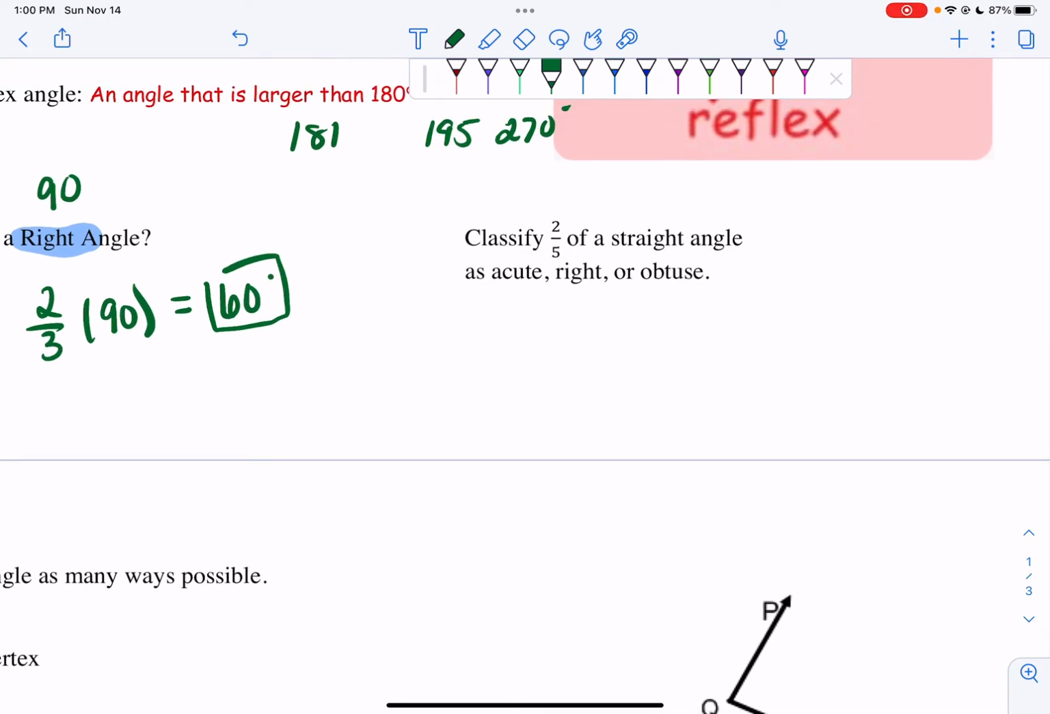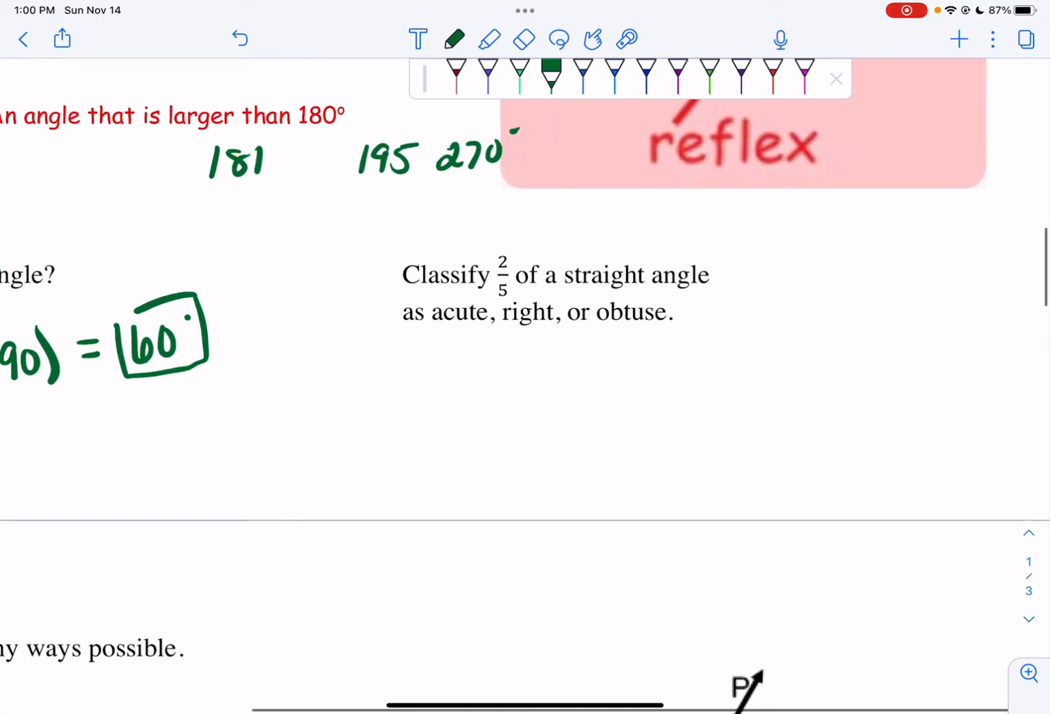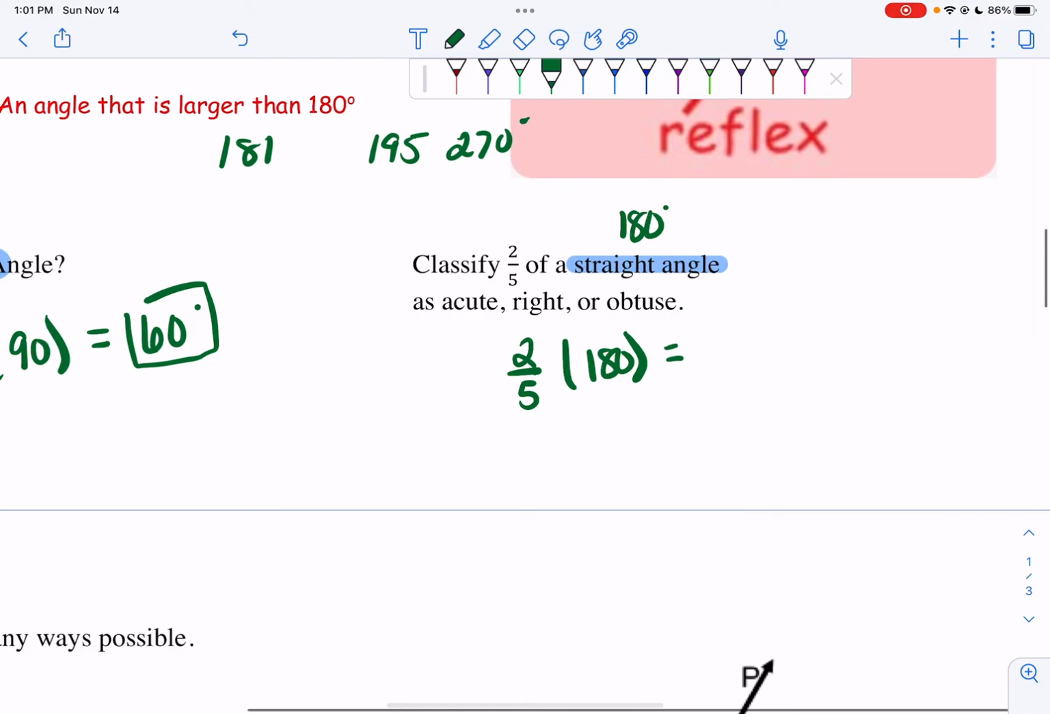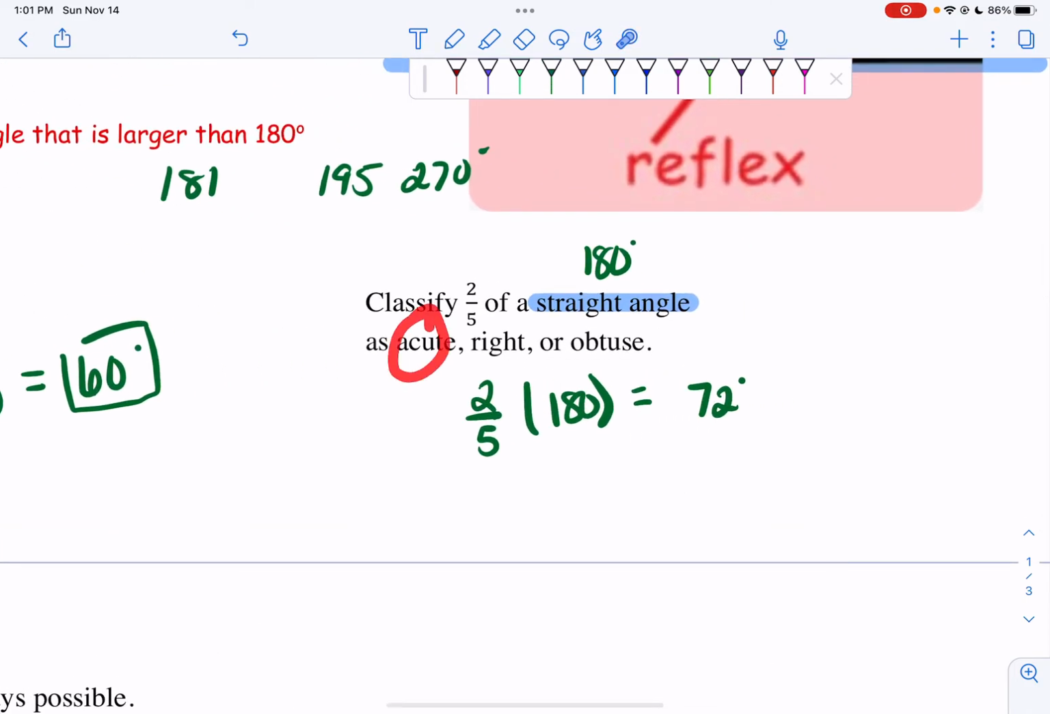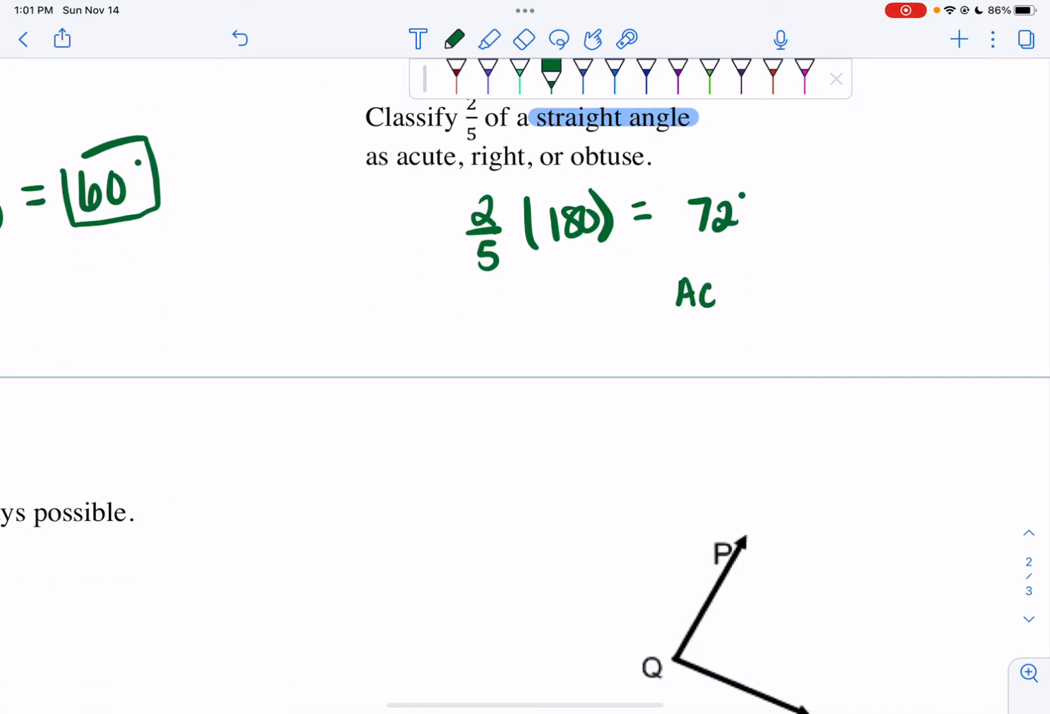Classify 2/5 of a straight angle as acute, right, or obtuse. Well, we know a straight angle is 180 degrees. So I'm going to do 2/5 times 180. Well, let's do it. 2/5 times 180. That will give me a 72-degree angle. Now I have to ask myself, is 72 smaller than 90, equal to 90, or larger than 90? Well, it's smaller than 90. So I can say that this is an acute angle.